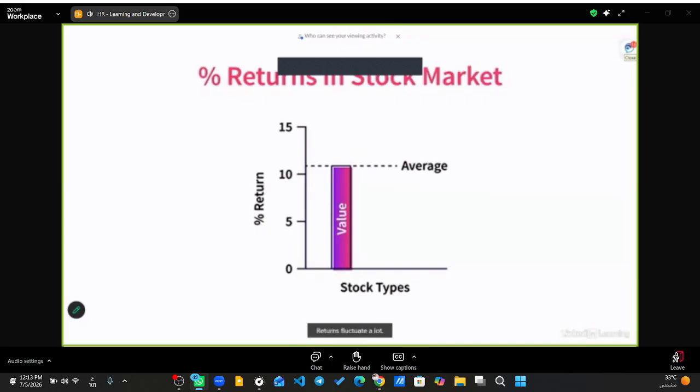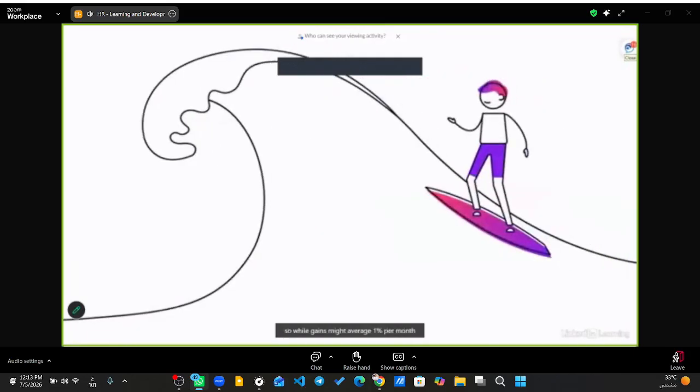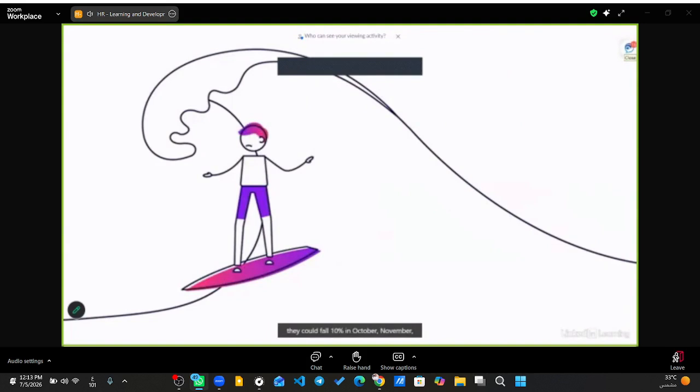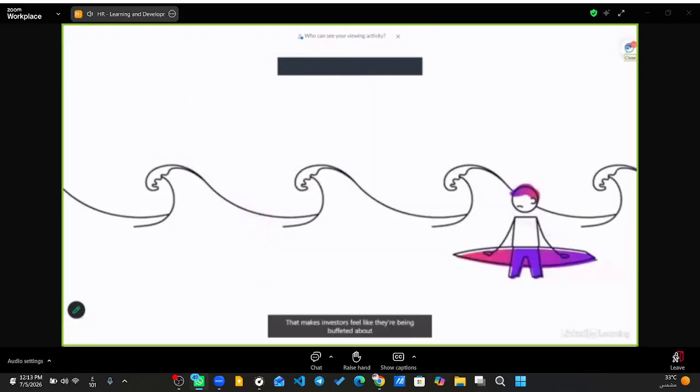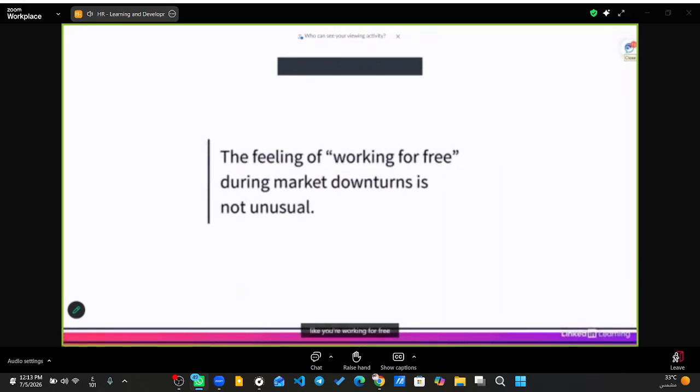Returns fluctuate a lot. A 1 or 2% move per day is common, and the markets frequently fall at a sharper rate than they rise. So while gains might average 1% per month for the first 9 months of a year like 2018, they could fall 10% in October, November, and bring the markets to flat for the year. That makes investors feel like they're being buffeted about in hurricane-like stock plunges. You're being thrown around by the winds of change in the market. The reality is that sometimes you end up with the feeling like you're working for free during stock market downturns.